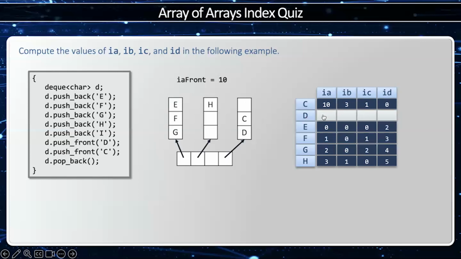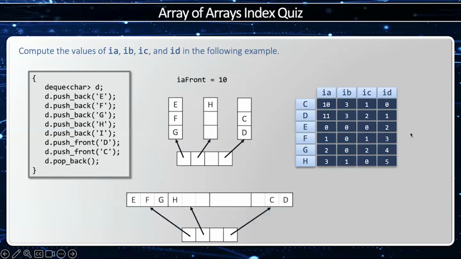D is 1 after C, so it's 11. It's still in block 3. Notice no one's in block 2 because block 2 is empty. My cell index is going to be 2 because it's the end of the block, and my Deque index is going to be 1. Let's verify how this looks here.